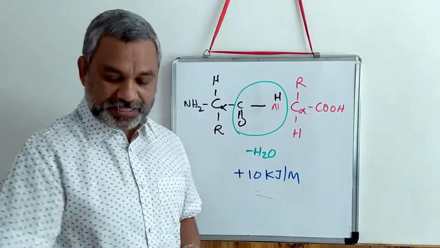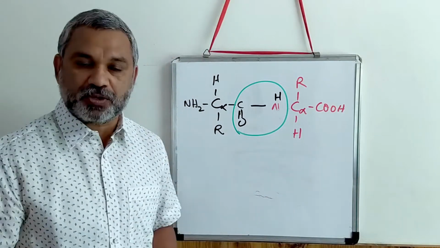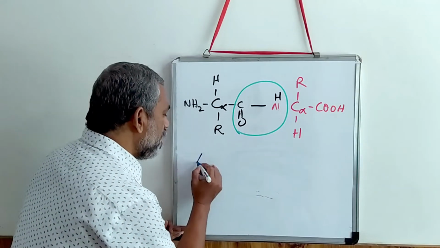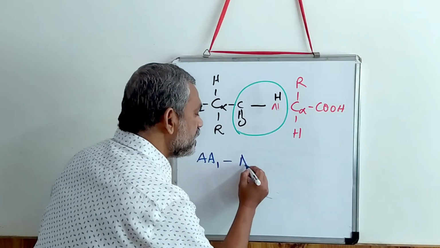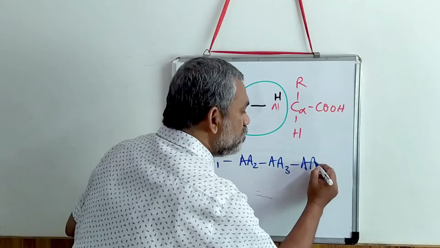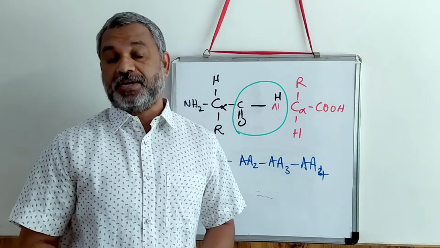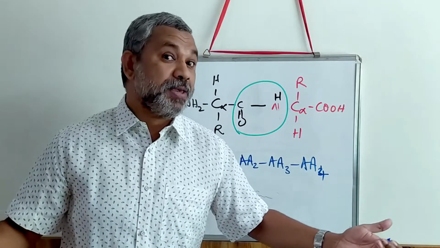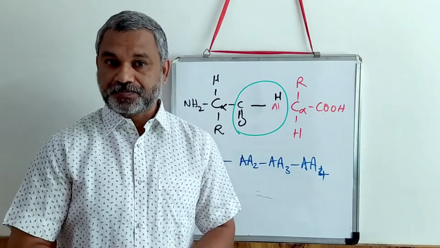Now, if you look at this, we are able to keep on assembling peptide bonds. Amino acid number 1 can be linked with amino acid number 2, then amino acid number 3, amino acid number 4. This way we can keep on forming peptide bonds, so we will get a polypeptide, and that is how we make a protein.